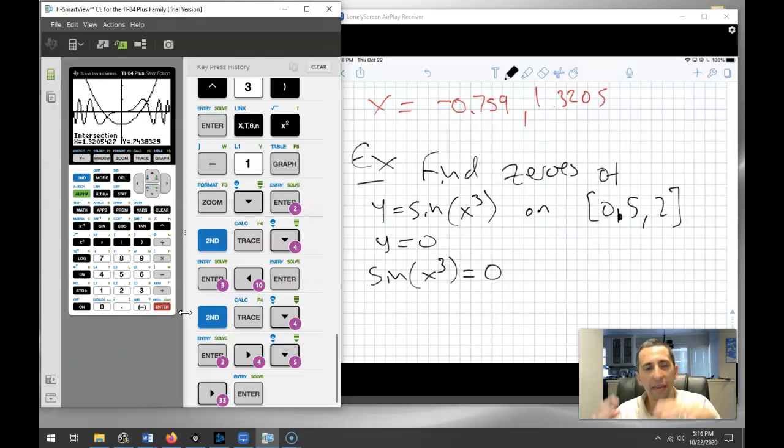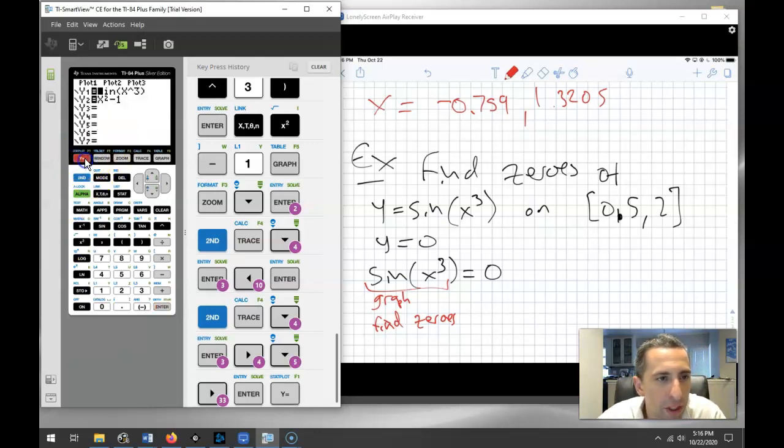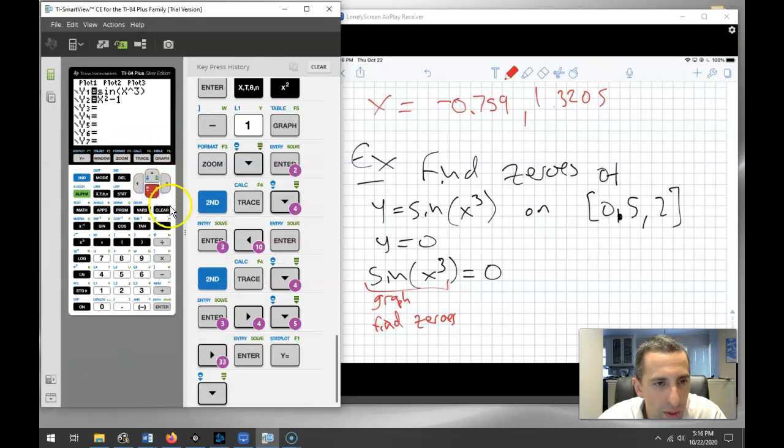Another thing you could do is just do the y1 and the y2 again and find the intersections. But another thing you could do is just graph this. So just graph y equals sine of x cubed, and then just find the zeros of that. Okay, and I'm going to walk through that here. So I'm just going to go ahead and graph that function, sine of x cubed. So I'll just get rid of the other one.